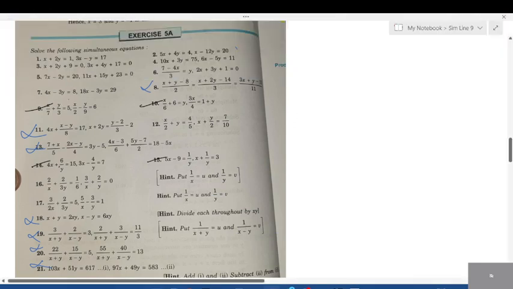Okay, next. Let me take the same sixth question. (7 minus 4x) divided by 3 is equal to y, and we have 2x plus 3y plus 1 is equal to 0.